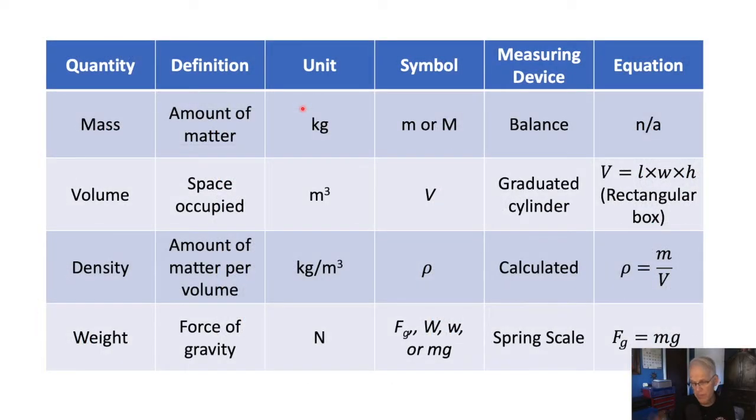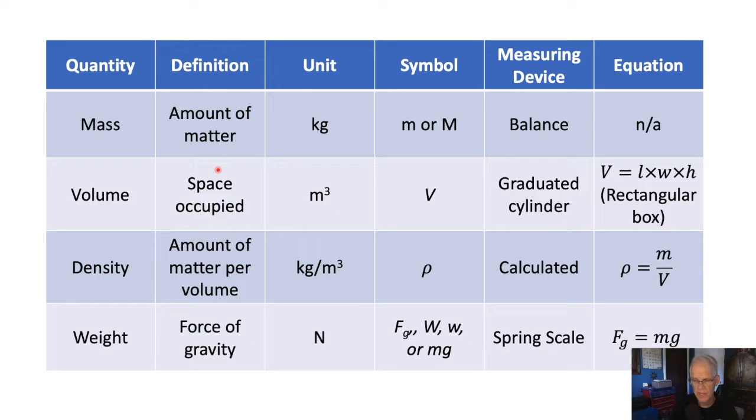Let's take a quick moment to review some of the quantities that we've been talking about here. First, mass. Mass is the amount of matter or stuff that an object has. The SI unit is a kilogram, or 1,000 grams. The symbol that we'll use, we'll see that either as a lowercase or a capital M, depending if we need to differentiate some things. The measuring device that we'll use will be a balance or some type of scale, and there's not really an equation for this.